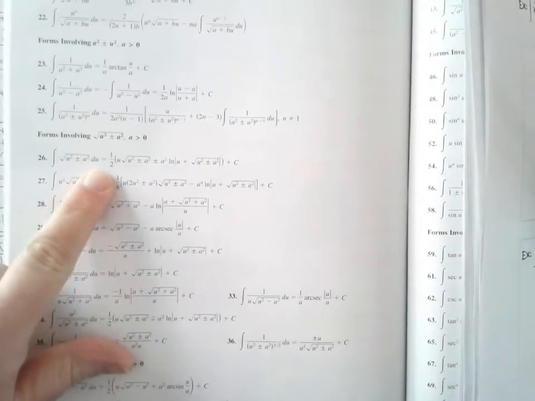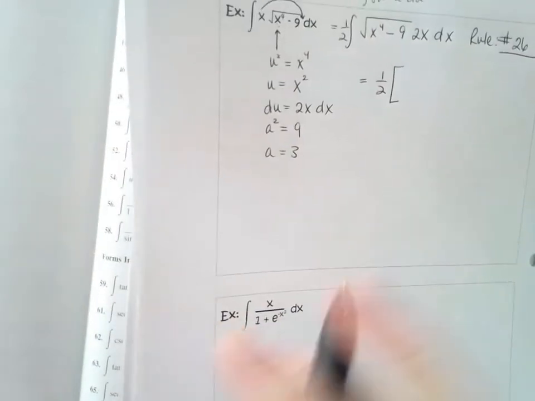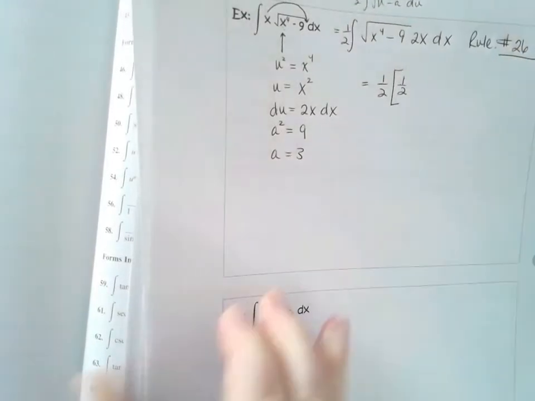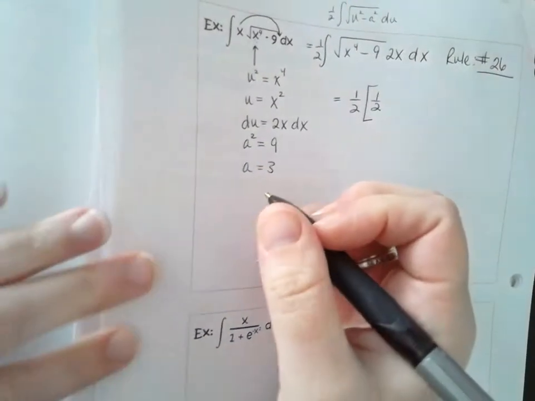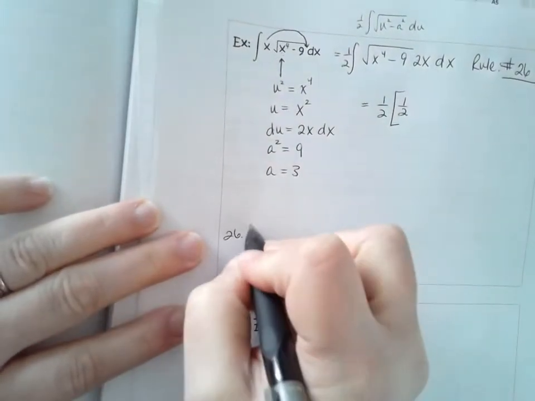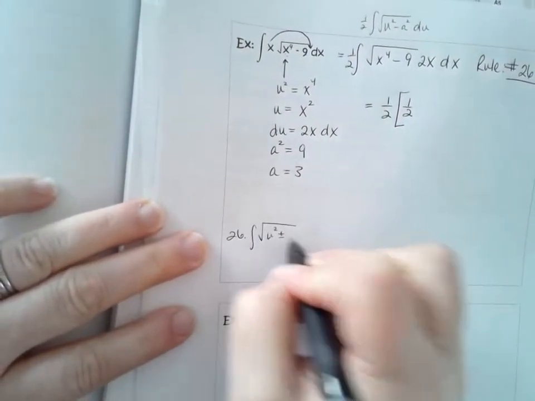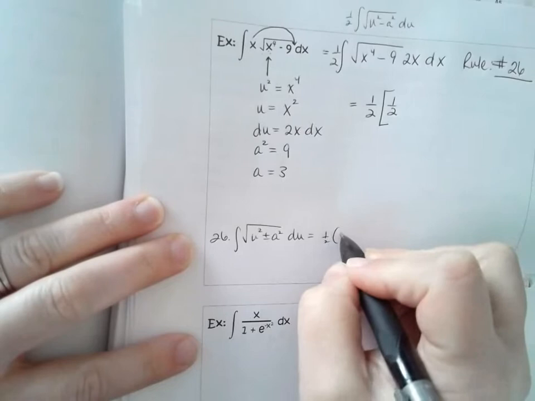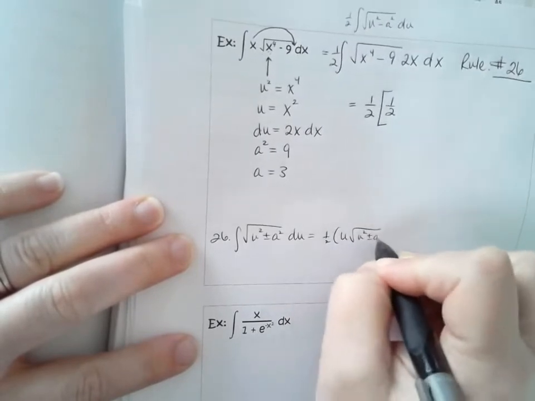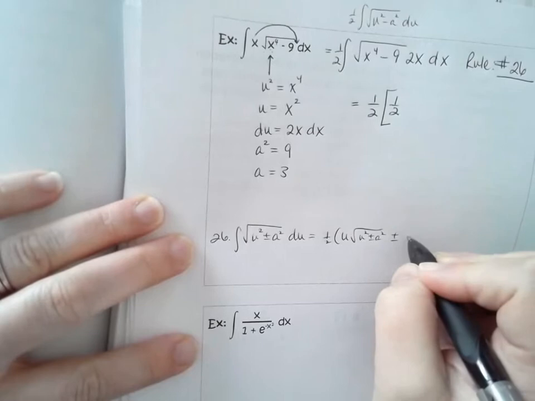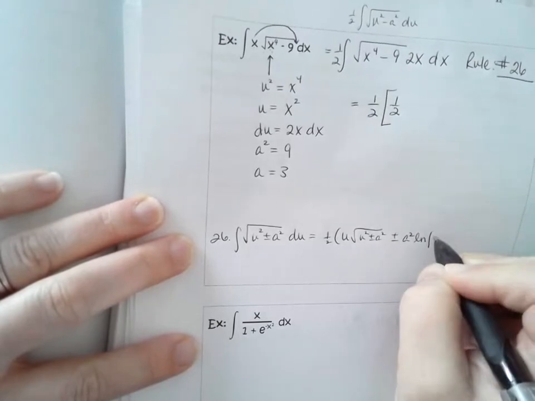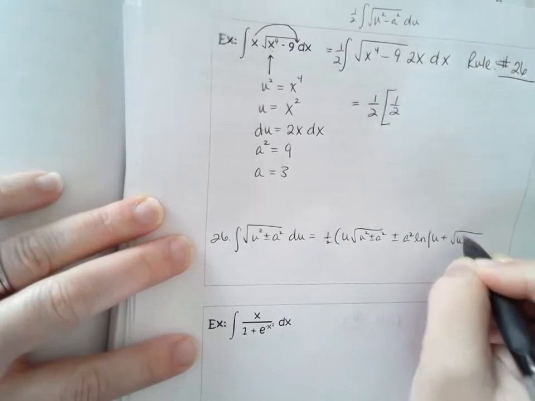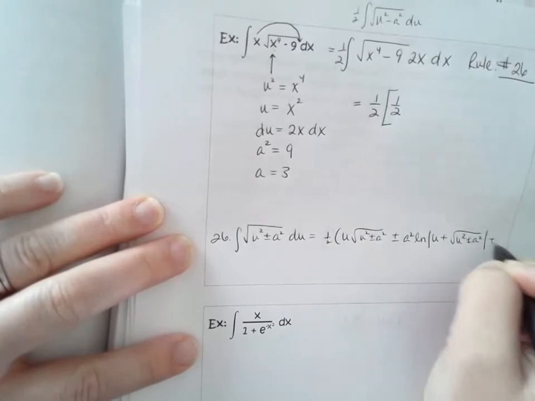It's not very big. For 26, the answer gets 1/2 in front of it. Not to be confused with the 1/2 that we started over here. So there's a new 1/2. It's then followed by, and actually I'll just write it over here. So rule number 26 says the integral of the square root of u squared plus minus a squared du is equivalent to 1/2 u times the square root of u squared plus minus a squared, plus minus a squared natural log of u plus the square root of u squared plus minus a squared, plus c.